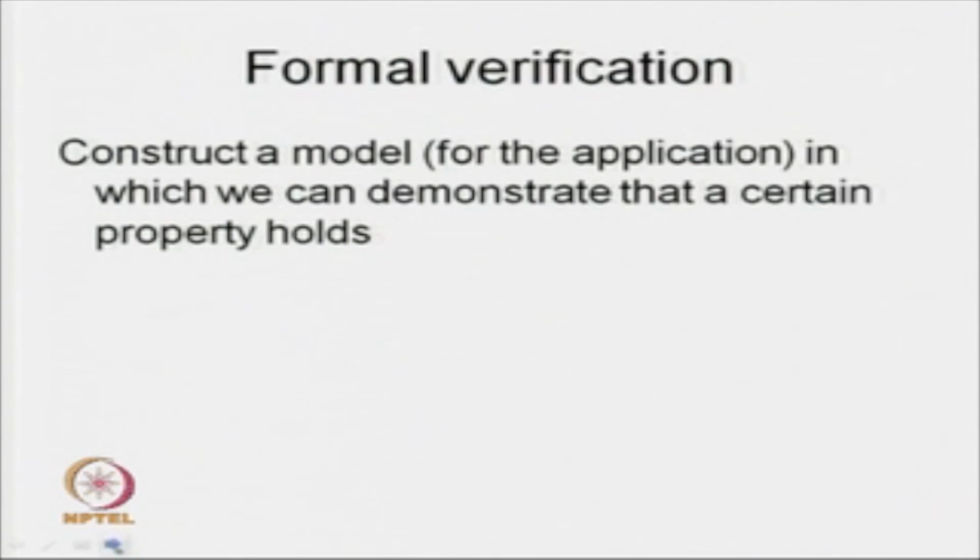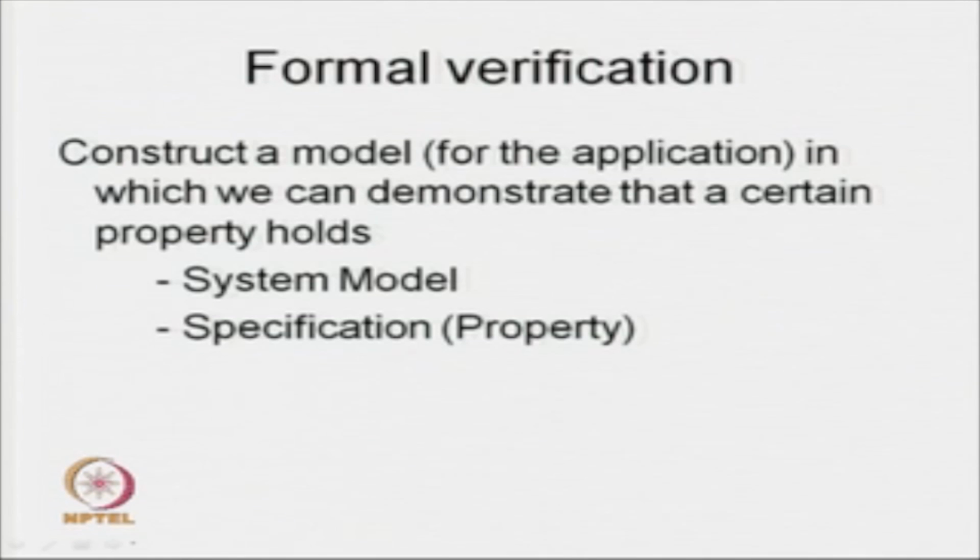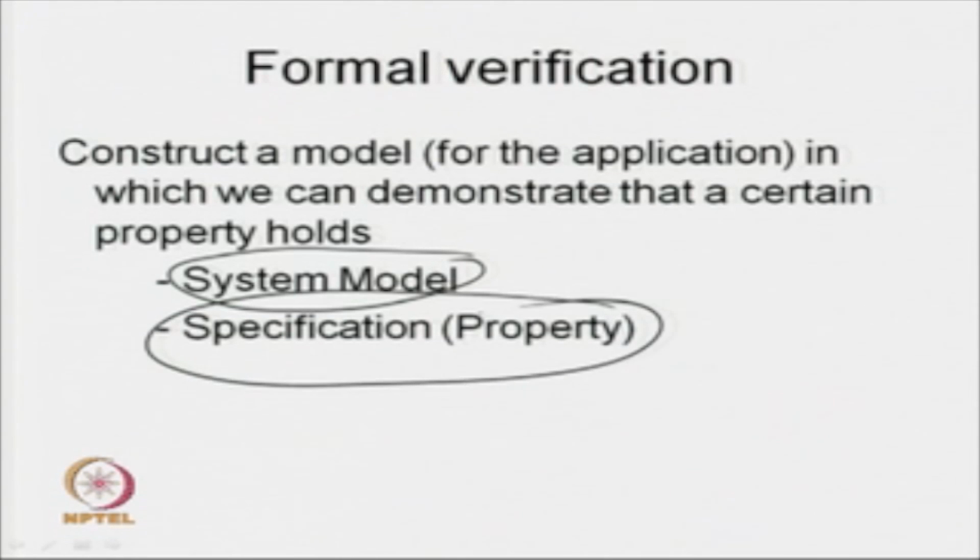So, in this particular case, we are going to construct a model in which we can demonstrate a certain property holds. So, we need two things: one is your system model and the second one is your specification of the property. Somehow we are going to give our design and we say that this is our model. Another one is the specification or the property. We know that I am going to design a new device and that device should satisfy some property.